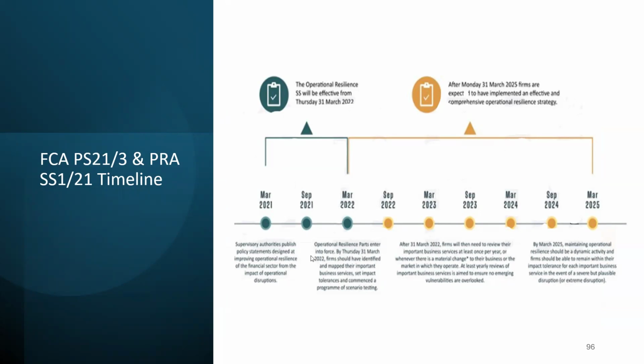Timeline for both of these regulators' operational resilience rules. As I've said previously, from the 31st of March 2022, the rules came into effect, but work had started prior to this in March 2021.